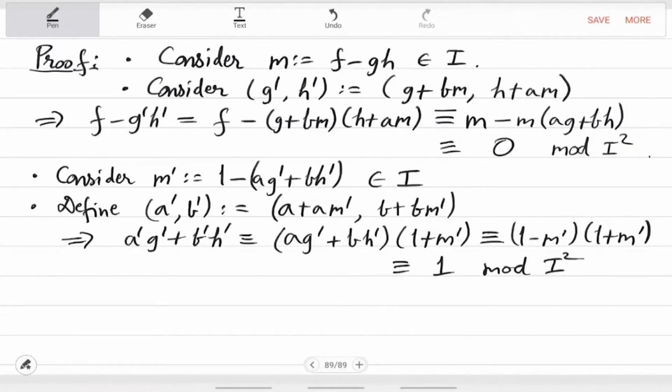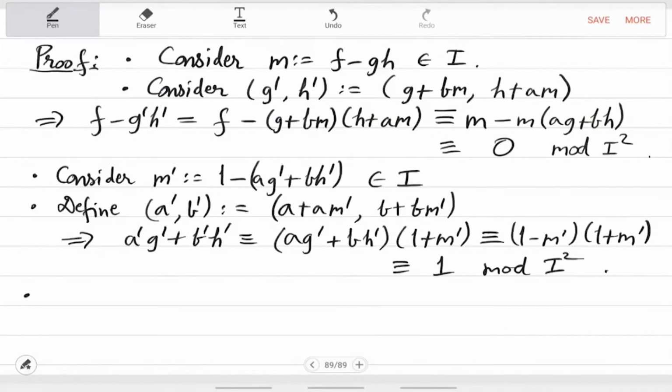Is that clear? This product is 1 minus m prime square. m prime square is in I square. So this is 1. Which shows that g prime, h prime that we have constructed are also pseudo coprime. And you get the Bezout identity explicitly.